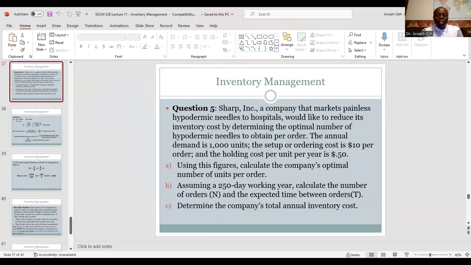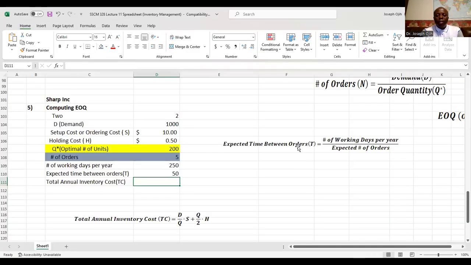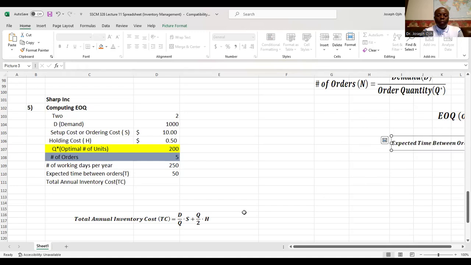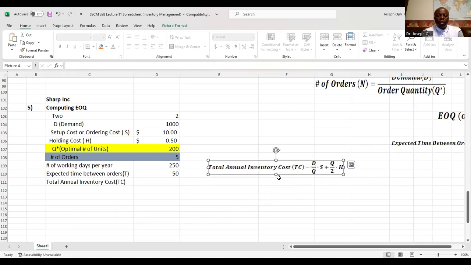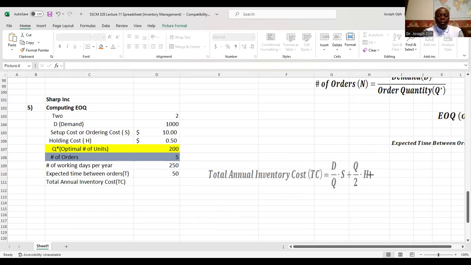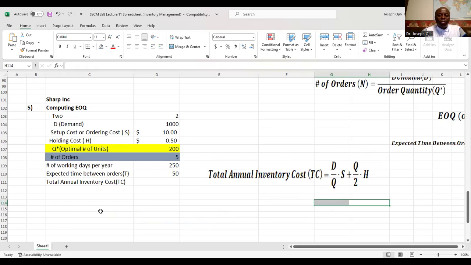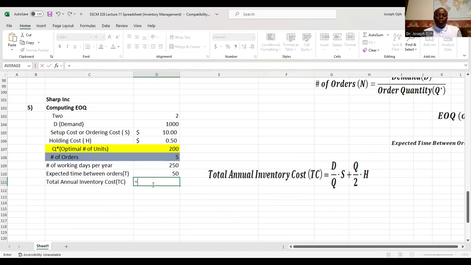The question now becomes, determine the company's total annual inventory cost. Okay. The total annual inventory cost for this company, we can calculate with this formula here. Let me make it a little bit bigger. The formula is D over Q times S plus Q over 2 times H. Equal, and to simplify, put them in parentheses, okay? You have D over Q.